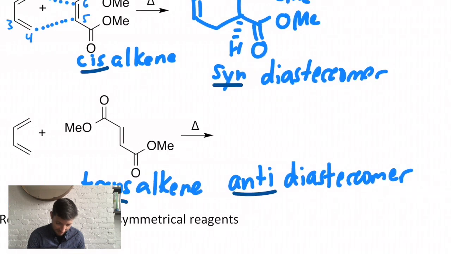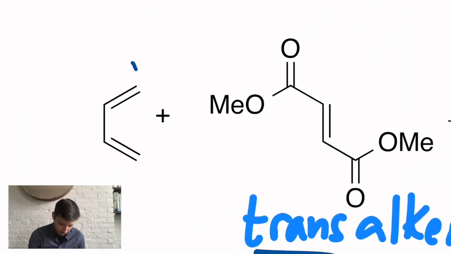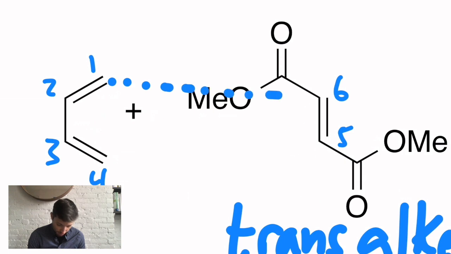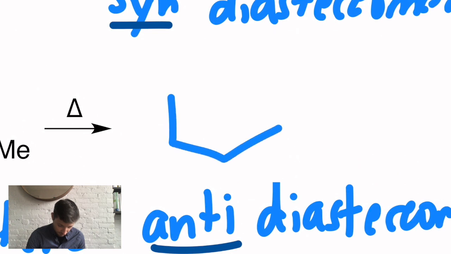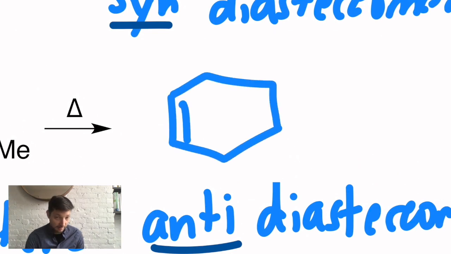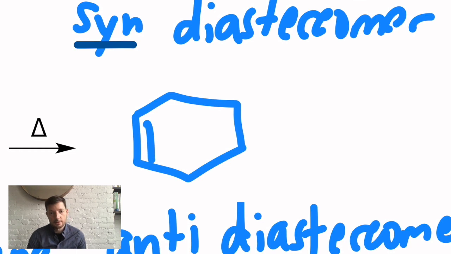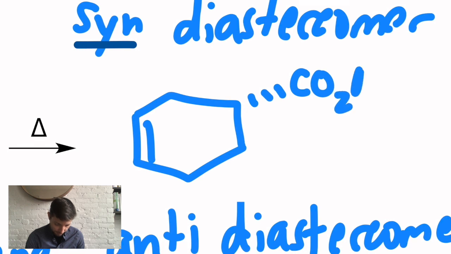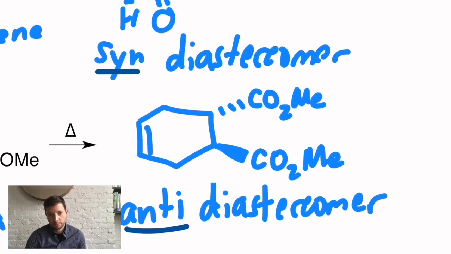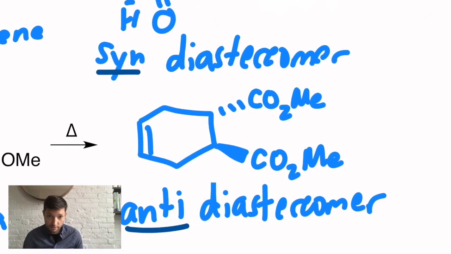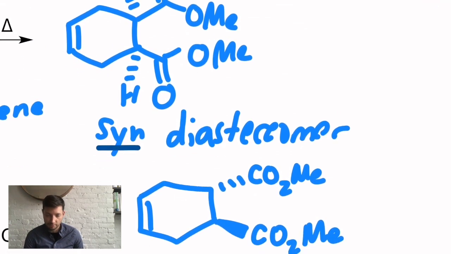Well, we still have the same connectivity, 1, 2, 3, and 4. There's 5 and 6 way over there. New bond between 1 and 6, new bond between 4 and 5. So we get a 6-membered ring. Alkene between 2 and 3. This time my methyl esters are not syn to each other, they are anti to each other. I'm going to abbreviate them as CO2 methyl. I could have drawn them in the plane of the page and showed the relative stereochemistry of the hydrogens as I did in the previous example, but it communicates the same information.